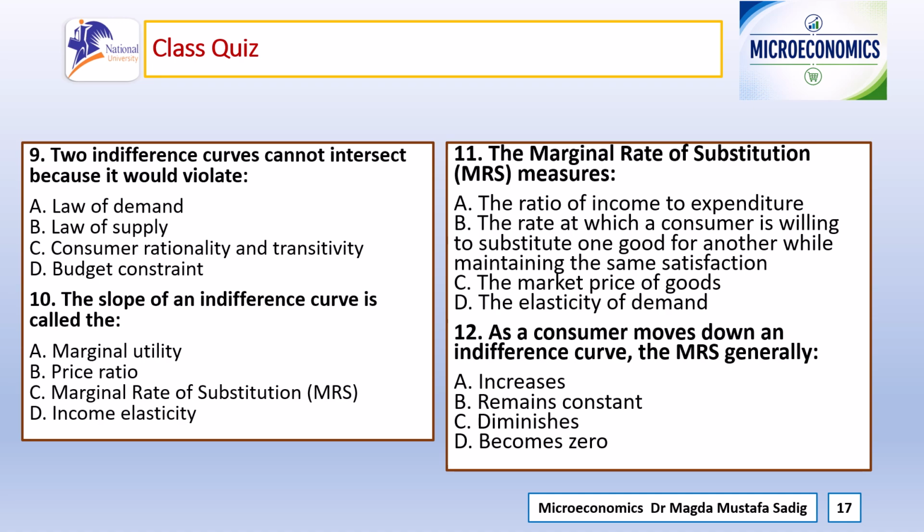their characteristic convex shape. In the next lecture, we will build on these concepts by introducing the budget line and showing how consumers reach equilibrium where they maximize satisfaction subject to their income constraint.